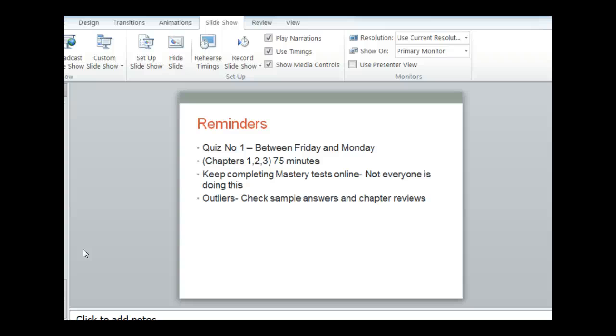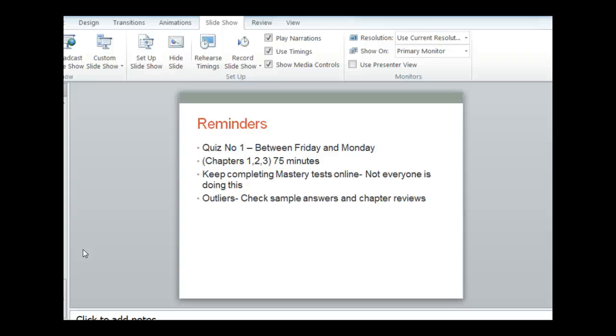So make sure you do it within the allotted time. Once the 75 minutes are gone, the system is going to close, so you won't have any more time to do it. Make sure you're in a quiet place without disruptions. That would help. Keep completing the mastery tests online. Not everyone is doing this. Remember, that helps you to practice the skills each week, so it's kind of important that you do it.